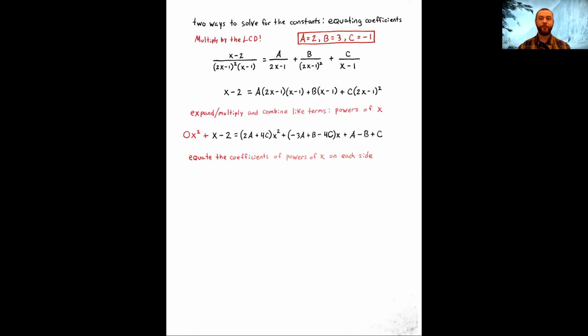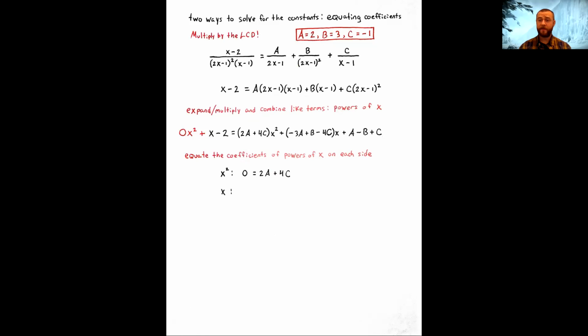How we get our 3 equations, remember we have 3 unknowns we're solving for. We need 3 equations. We're going to equate the coefficients for each power of x, or like term, on each side. Let's take this one coefficient at a time, or one like term. We'll go down in order, starting with x squared.